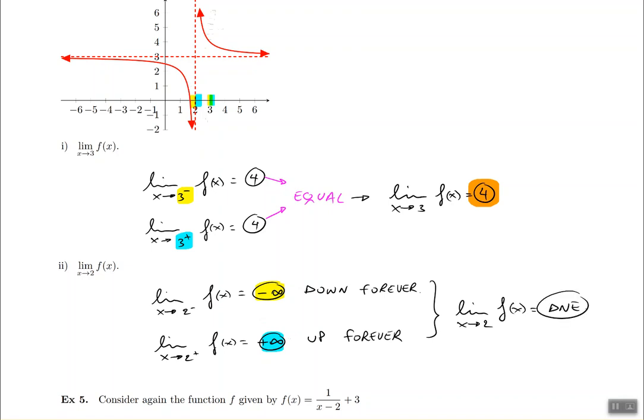It does not exist. DNE stands for does not exist. The limit as x approaches 2 does not exist. Meaning the numbers on the left and on the right are not agreeing with each other. They're not coming out to be the same, so I cannot decide what the middle number should be. Whereas in the first problem, the number on the left and the number on the right were agreeing. They were both 4, so it made sense to say that the number in the middle should also be a 4.